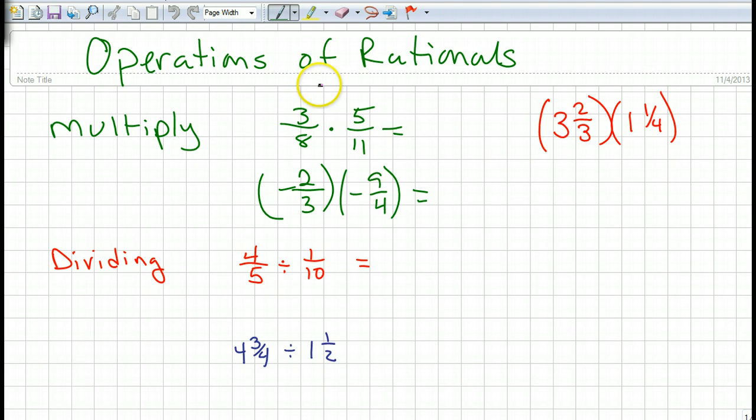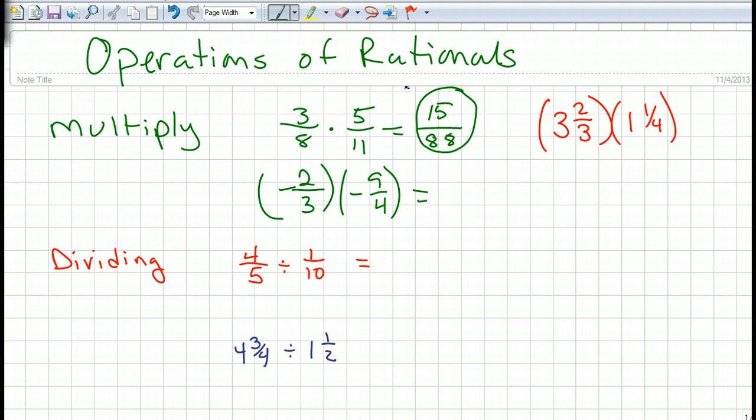So this one would just be 3 times 5, which is 15. And what's 8 times 11? 88. That particular one, there's nothing I can really do to reduce it, so that's my final answer on that one.